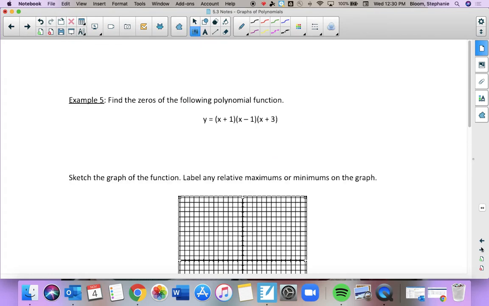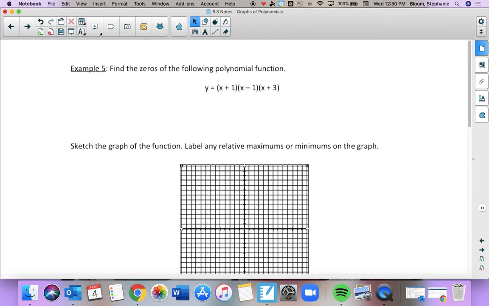All right, so we're going to start doing some examples. So here we go. We're going to start with example 5. This is taking us back to the beginning. The question says, find the zeros. What form is this in? Factored form. When it's in factored form, what do you do to find those zeros? Set them equal to 0. Yep, and I have 3, so I'm going to set each of them equal to 0. So x plus 1 equals 0. x minus 1 equals 0. And x plus 3 equals 0. And then we're going to solve.